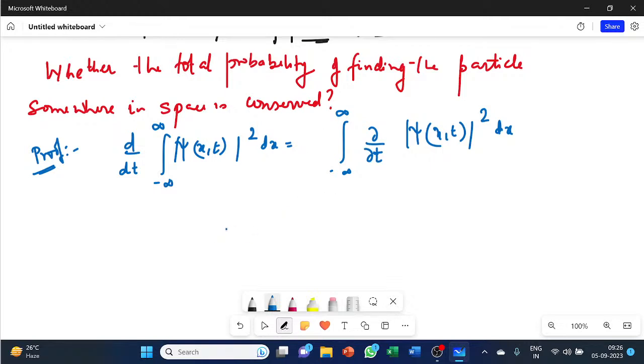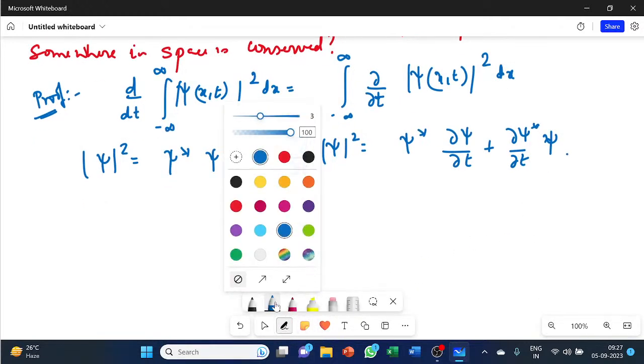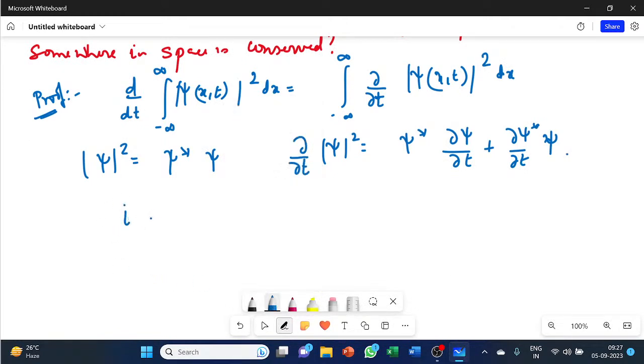Okay, so now, having said all these things, I know that psi mod whole square is simply psi star into psi. If I take a partial derivative of psi mod whole square, it is going to be psi star, and then you'll have d psi upon dt, plus d psi star upon dt, and then you will have this psi. And we already know my Schrodinger equation, what is that? i h-bar del psi upon del t.